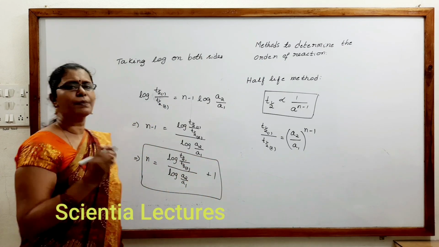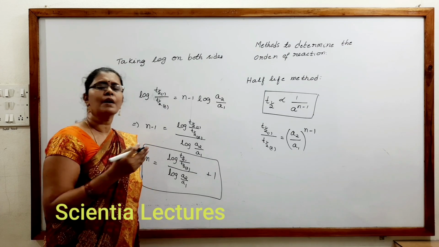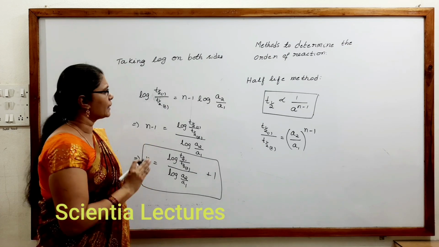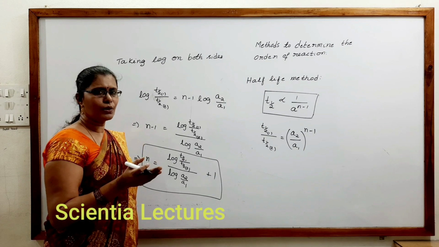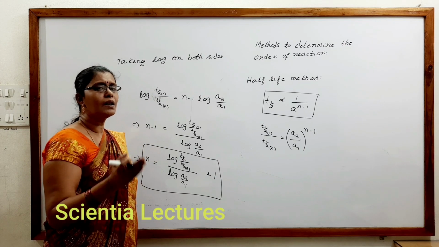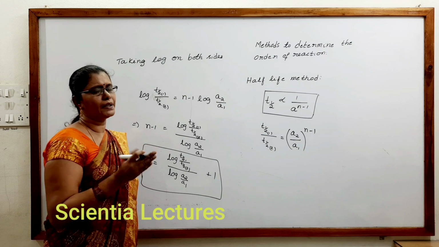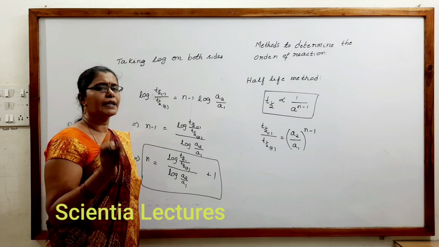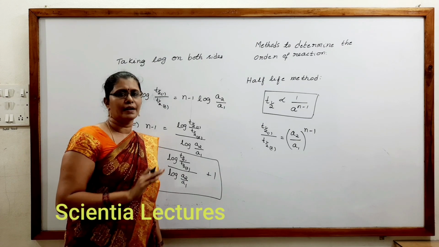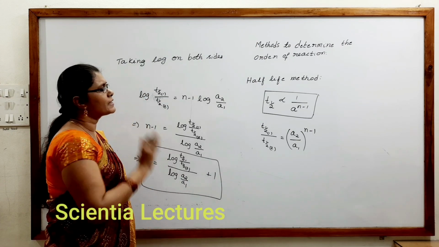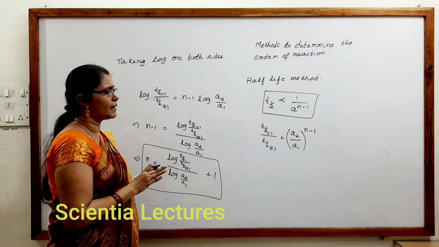Simple logarithms, simple calculations will be given in the exam to solve this easily. But remember that in this half-life method, when the initial concentrations were changing, the time period, any time period, need not be T half itself. It can be T 75%, T 50%, T 40%, anything. So T half is inversely proportional to A to the power n minus 1.